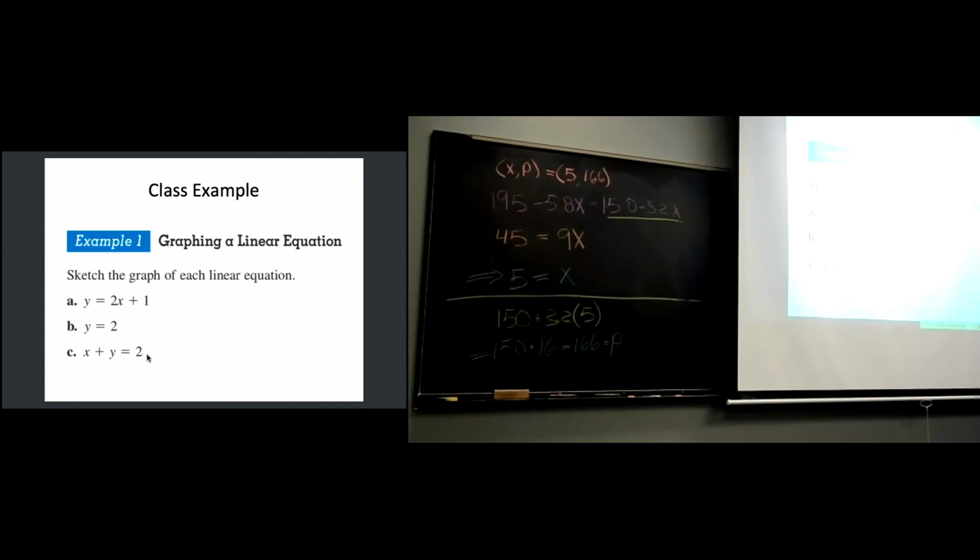What about C? Well, to find C, we're going to have to subtract x from both sides, right? Which means the slope is going to be -1, because you're going to have y is equal to 2 minus x. So we have a slope of -1, and the intercept is just going to be 0, 2. Agreed?